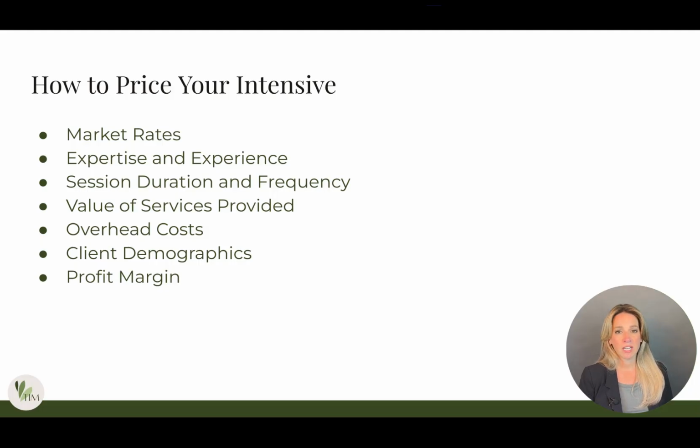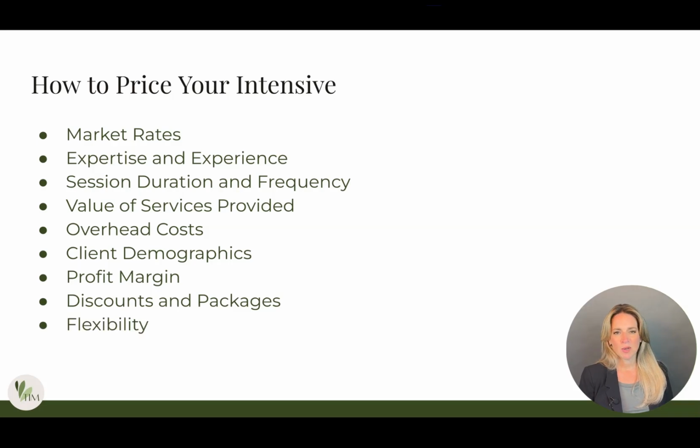Determine the profit margin you aim to achieve from each intensive therapy session. This will depend on your financial goals and the sustainability of your practice. Decide whether you will offer discounts for clients who commit to multiple sessions or who pay up front for a package deal. This can incentivize clients to invest in your intensive therapy programs while also maximizing your revenue.